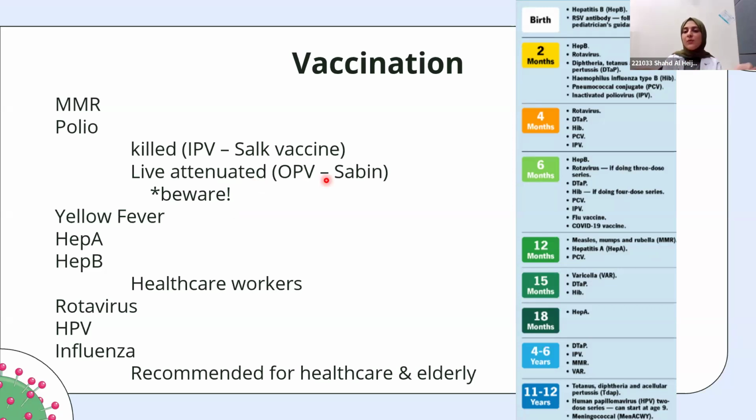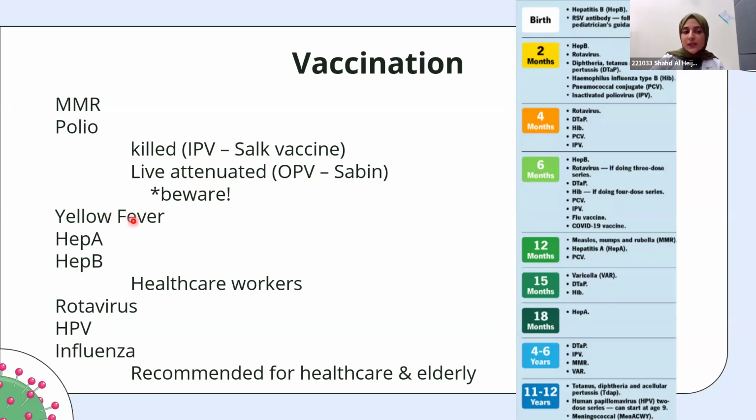And also, if he has someone immunocompromised in the family, you do not give the OPV, because if you give OPV, it can cause the infection. It can cause polio and will cause paralysis. Meanwhile, the killed vaccine, which is the IPV intramuscular, is safer, basically, because it's a killed vaccine, not live attenuated.